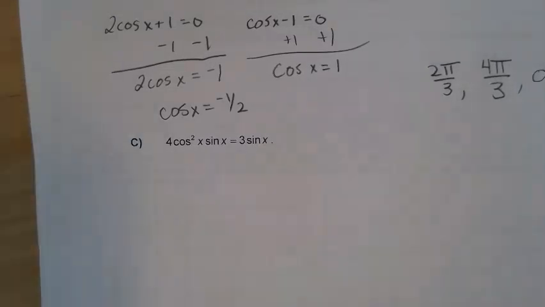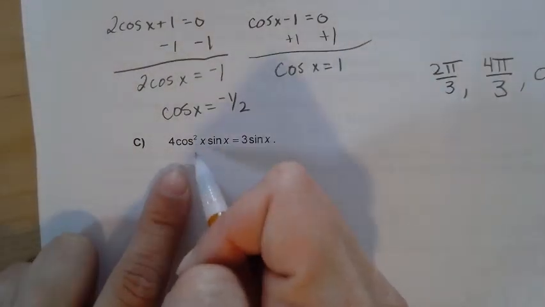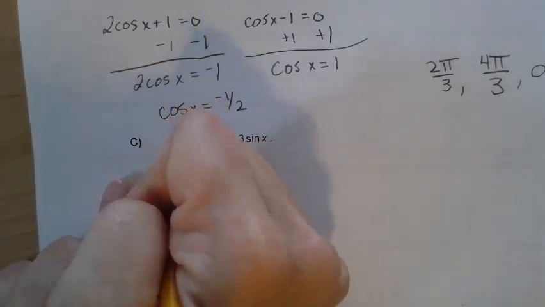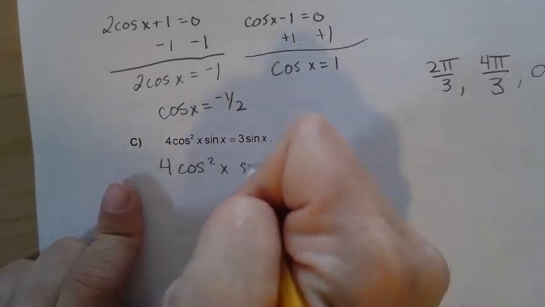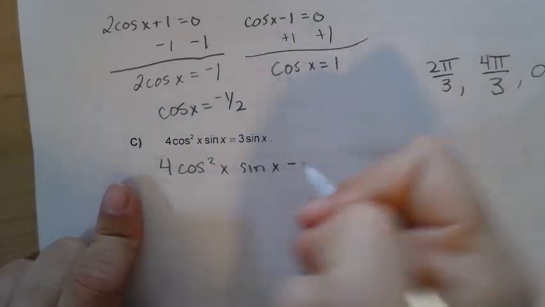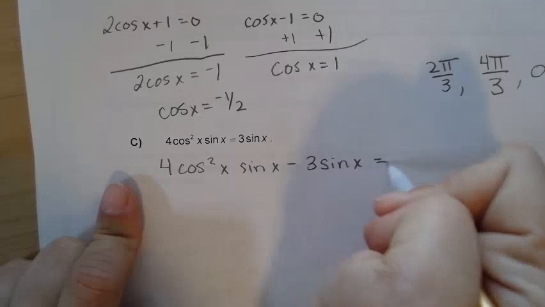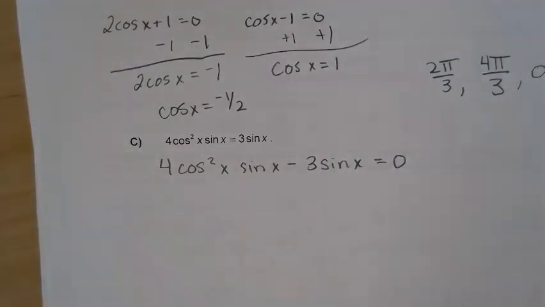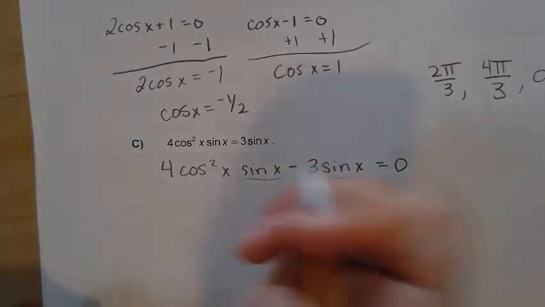All right. This one looks a little bit different. Definitely not factoring, and we have more than one trig function, so we can't just isolate one. The first thing you're going to do is move everything over to set it equal to 0. So we get 4 cosine squared x sine x minus 3 sine x equals 0. Can anyone recognize what we might do next? If you see, they both have a sine, so we're going to factor that out.